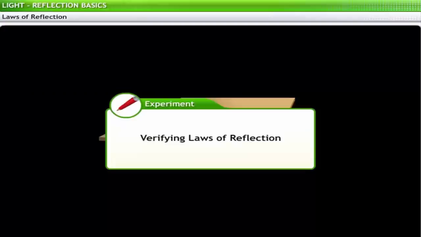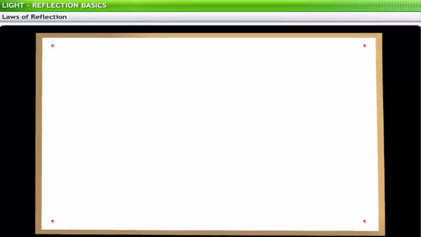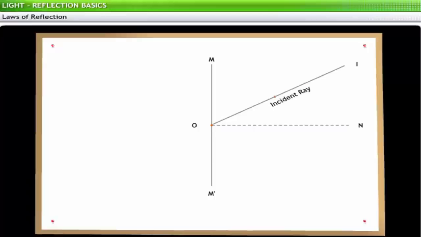Let us examine the properties of reflected rays by conducting an experiment. To begin, you need to fix a sheet of white paper on a drawing board. Draw a line MM' on it and mark a point O at the center of the line. Draw a normal ON on MM'. Next, draw IO, the incident ray, in such a way that angle IOM is less than 90 degrees.